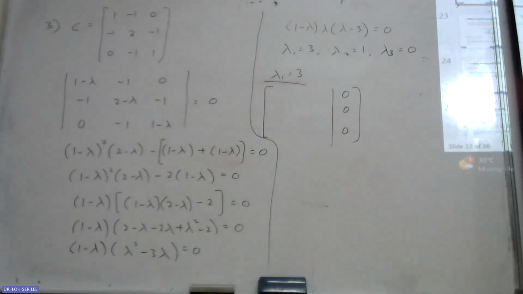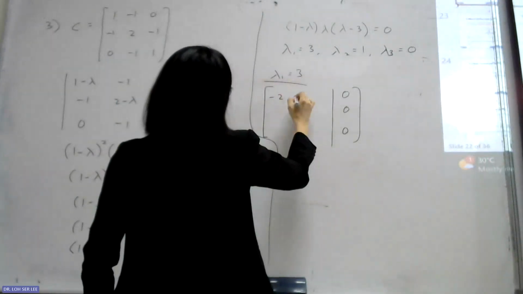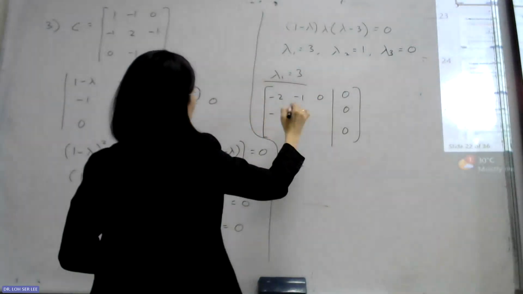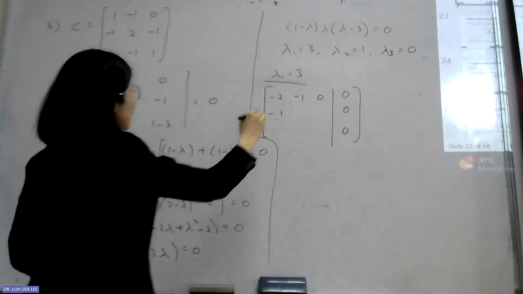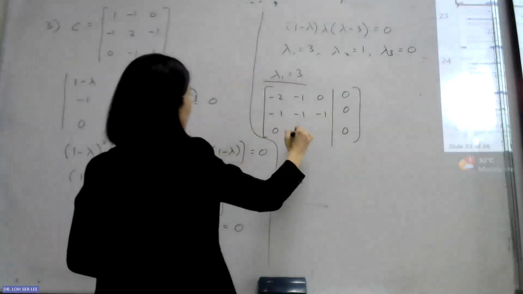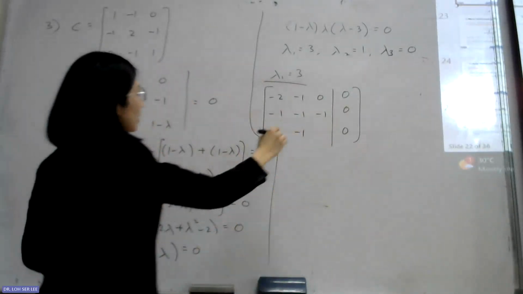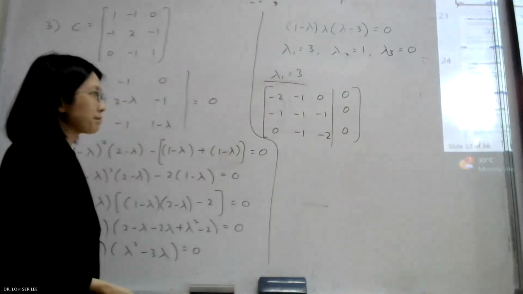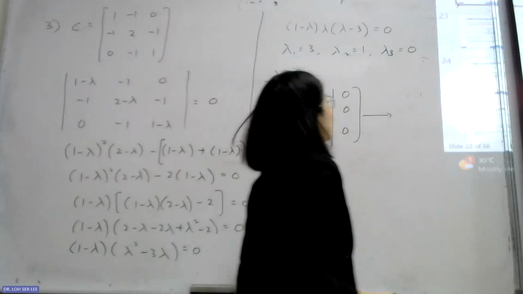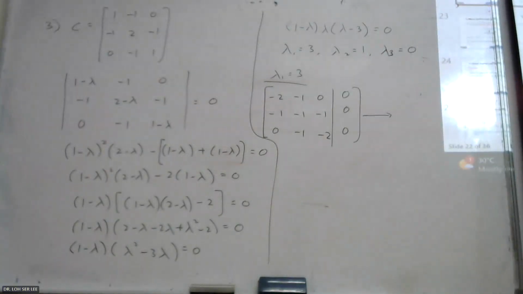1 minus 3, negative 2, negative 1, 0. Negative 1, 2 minus 3, negative 1, negative 1. 0, negative 1, 1 minus 3 is negative 2. Then we do row reduction. We just need one operation to change the negative 1 to 0.